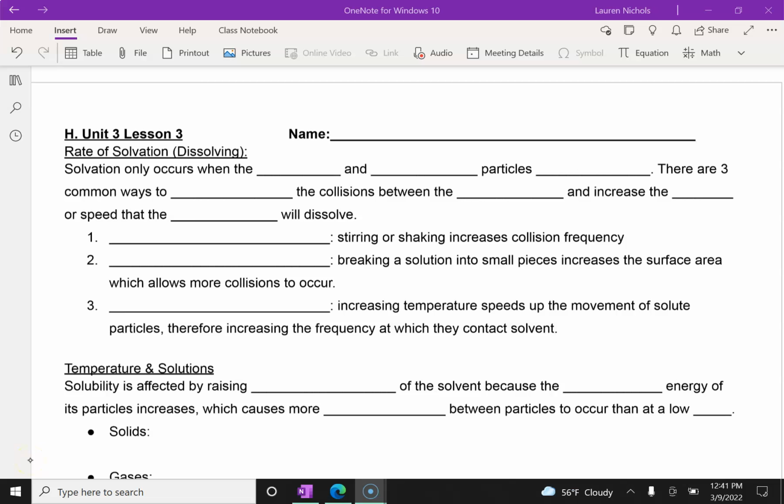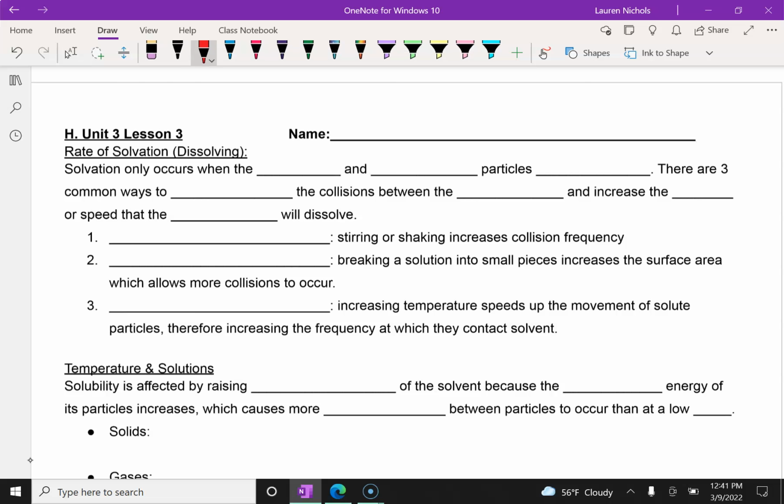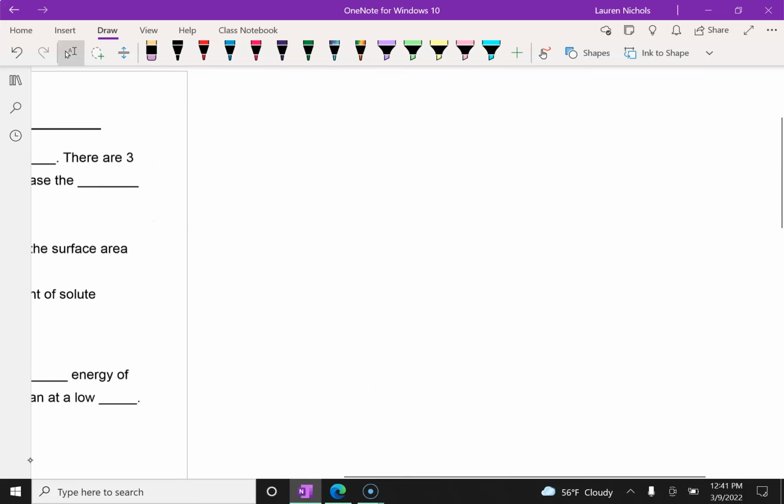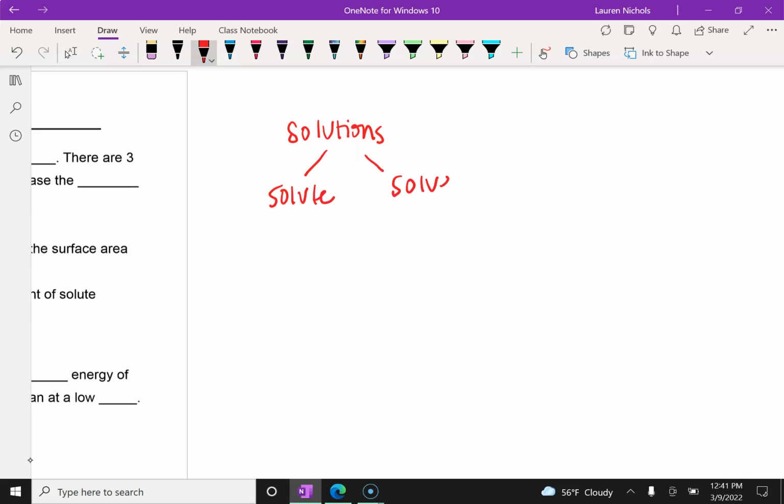All right, everyone. So in this video, we're going to go through your notes about rate of solvation. Up until this point, we've talked about several things. We've talked about how you have solutions, right? And a solution is made up of a solute and a solvent, and how your solute can be either ionic or covalent. And your solvent, the thing that's doing the solving, is most of the time water, right?